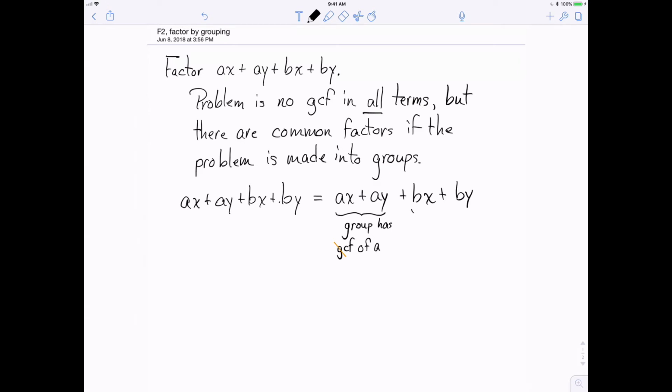And this next piece here, this group, has a common factor of b. Now, also, I'm going to use another color to accentuate this. Notice this. Use not parentheses.